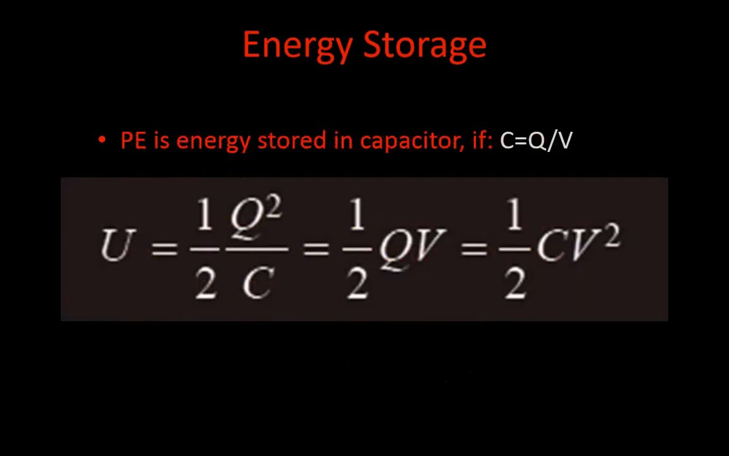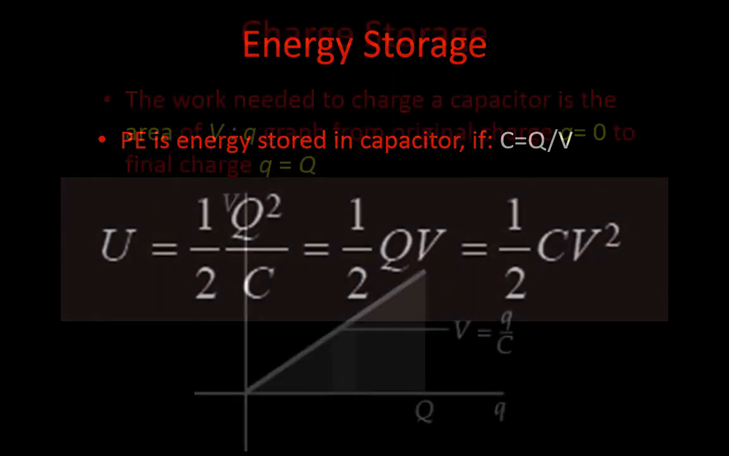Consequently, this gives us several definitions that we need to remember. This first one tends to be an intermediate step that we don't need nearly as much, but the potential energy now stored by a capacitor, governed by C equals Q over V, will be 1/2 Q squared over C. That will give us 1/2 Q times V. Or, if we put this in terms of capacitance itself, 1/2 CV squared.